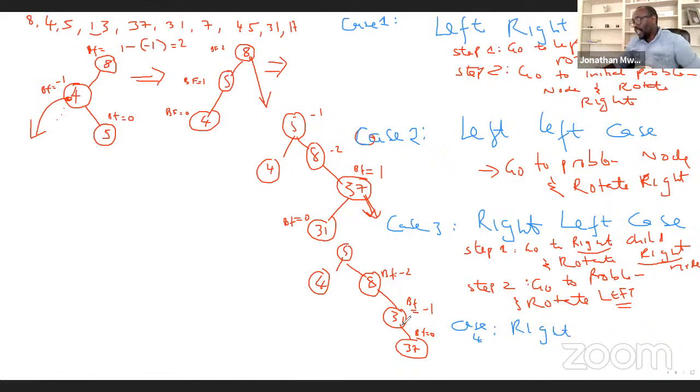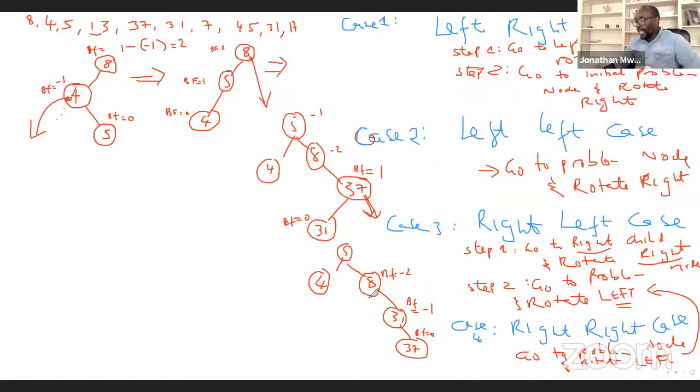So we go to the right child. The right child's balance factor is -1, so also means right. So this is a right case. To solve this problem, go to the problem node and rotate left, which is basically our step 2 here. Go to the problem node and rotate left.